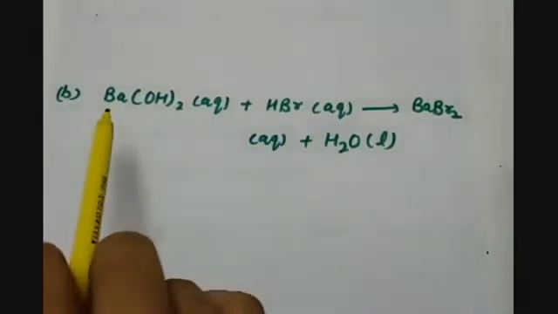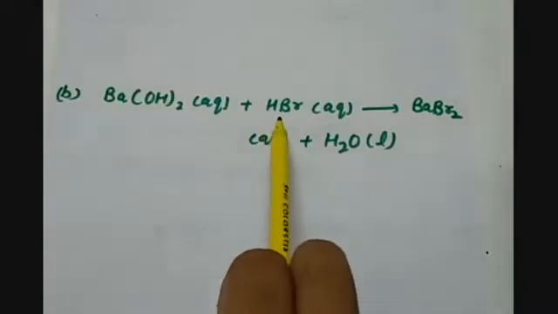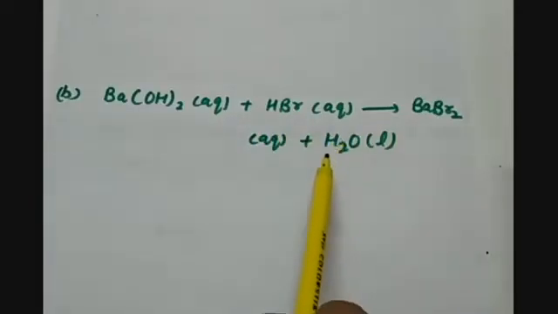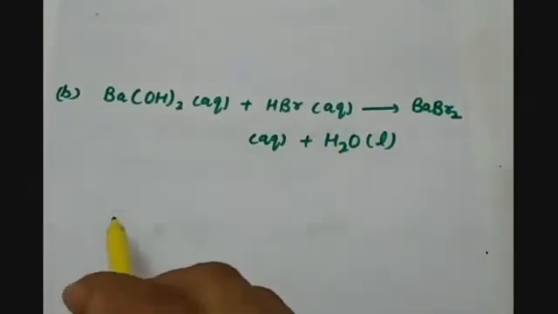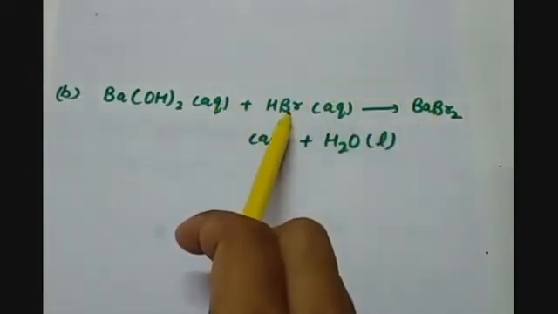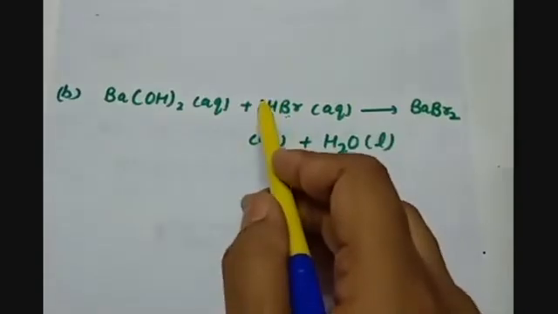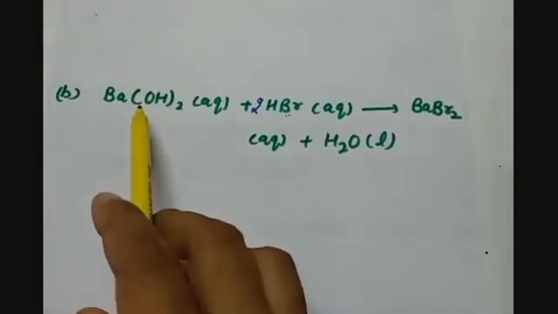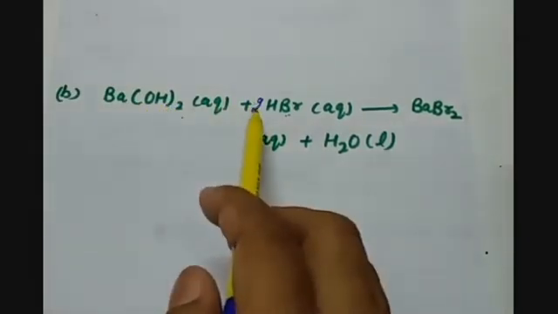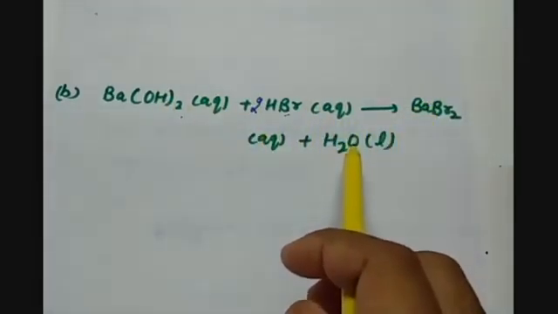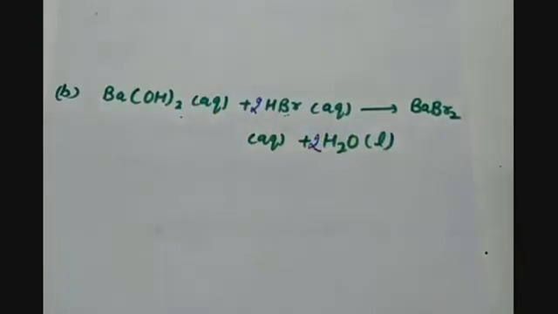B is barium hydroxide plus hydrogen bromide gives us barium bromide and water. Here the same thing is happening. We'll follow the same procedure. Here barium is 1, bromine is 1, and here we have 2. So let us just fix this first. Now what about the hydrogen and oxygen? Here we have 4 hydrogen and 2 oxygens, and on this side we have 2 hydrogen and 1 oxygen. So we'll have to multiply by 2. So now this equation is balanced.